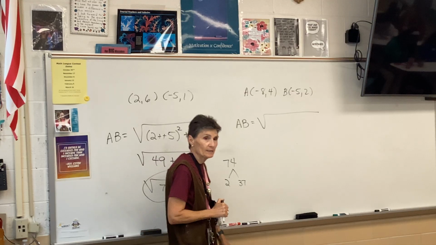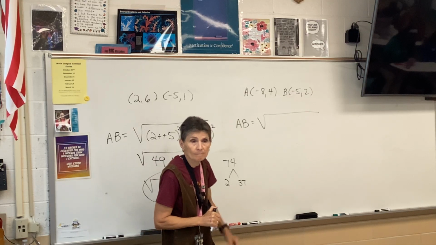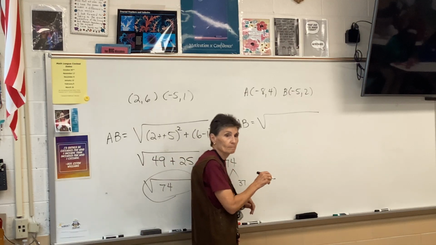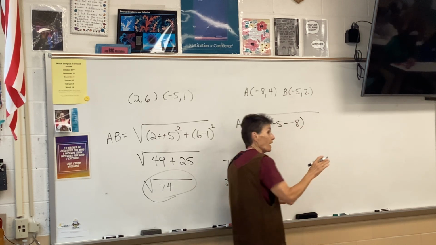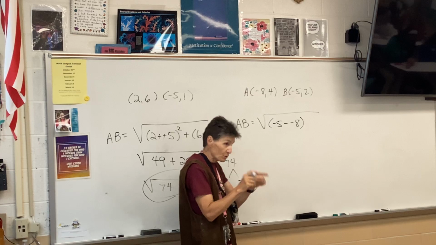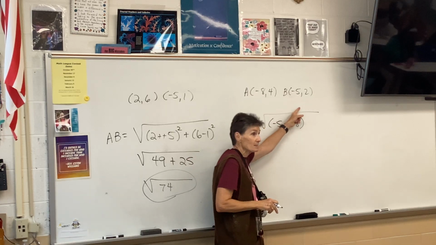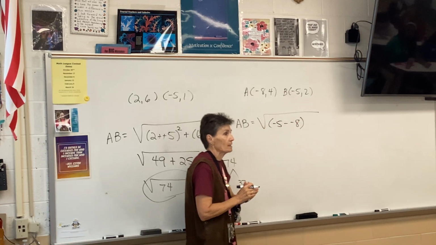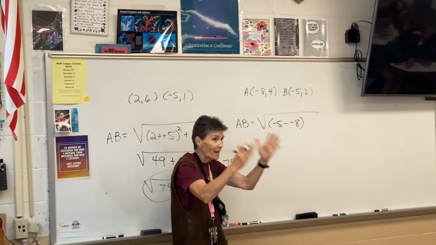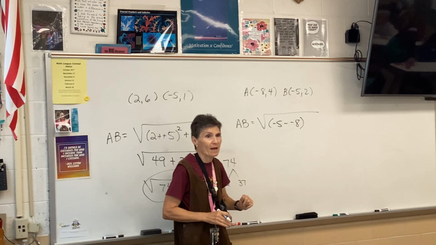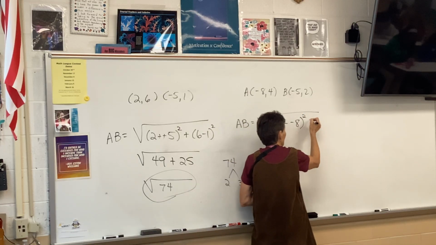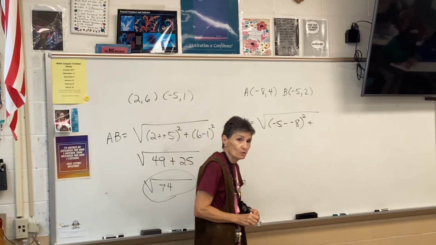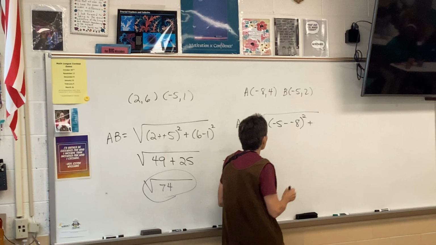Carol, what's the first thing you did? I did negative 5 minus negative 8, squared. So she did negative 5 minus negative 8. You guys, that's fine. If you did negative 8 minus negative 5, you're also fine. You're subtracting your x's. How you subtract them doesn't matter. Subtract your x's. And then, of course, Carol, you squared that, right? Yeah. All right, then what did you do? Then I did 2 minus 4, squared.